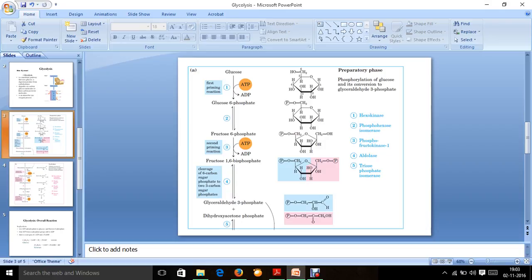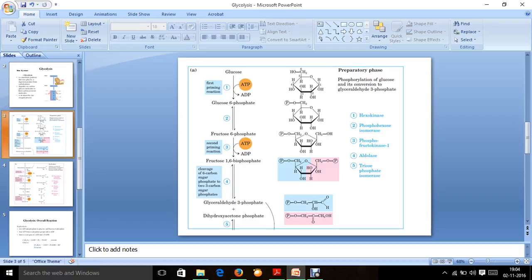Now comes the final step of this preparatory phase, which is the conversion of dihydroxyacetone phosphate to glyceraldehyde 3 phosphate. So we are ultimately getting 2 molecules of glyceraldehyde 3 phosphate. Glyceraldehyde 3 phosphate is an isomer of dihydroxyacetone phosphate, so here also isomerization is happening, and this reaction is catalyzed by the enzyme triose phosphate isomerase. Glyceraldehyde 3 phosphate contains an aldehyde group and dihydroxyacetone phosphate contains a keto group.